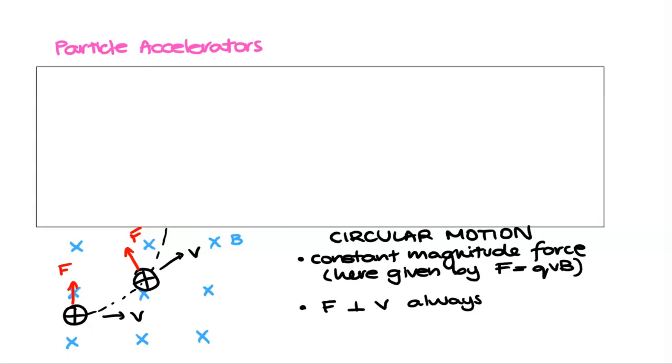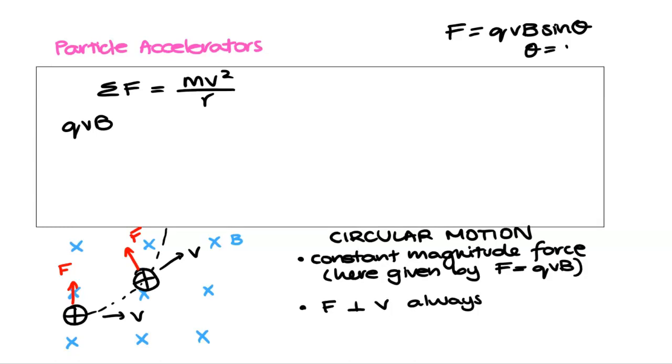We said that this is circular motion, and in circular motion we said that some of the forces could be written as mv squared over r. In this case, the centripetal force, or the force pointing towards the center of the circle, is given just by qvb. Now, you might be familiar with when we use F equals QVB sine theta, but because theta equals 90 degrees here, sine theta is 1. So that's why I've just used the QVB version. So QVB is given by mv squared over r.